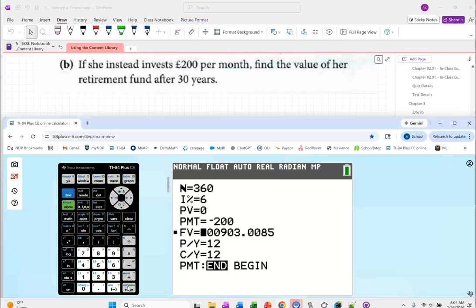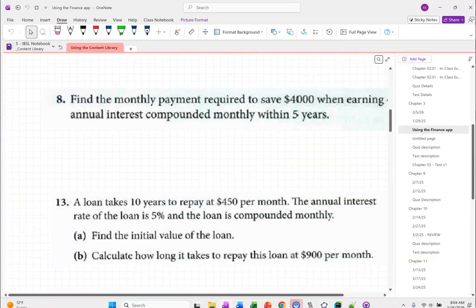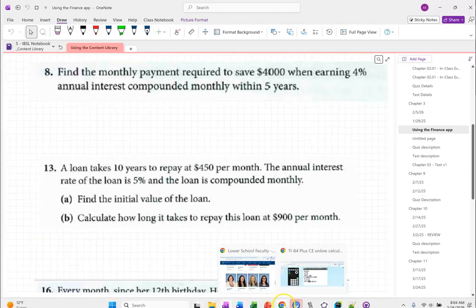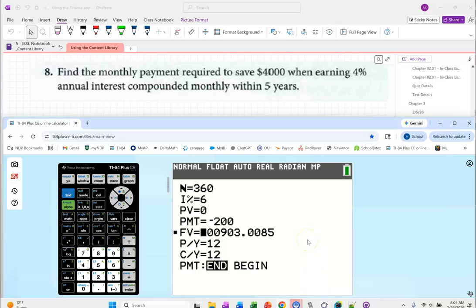Are you okay? All right, let's do the next one. Here it's asking, how much do I need to save per month to end up with $4,000 when I earn 4% interest compounded monthly over 5 years? So try this one on your own. I'll give you a minute or two and then I'll key it in and show you the inputs that I would have used for the answers.